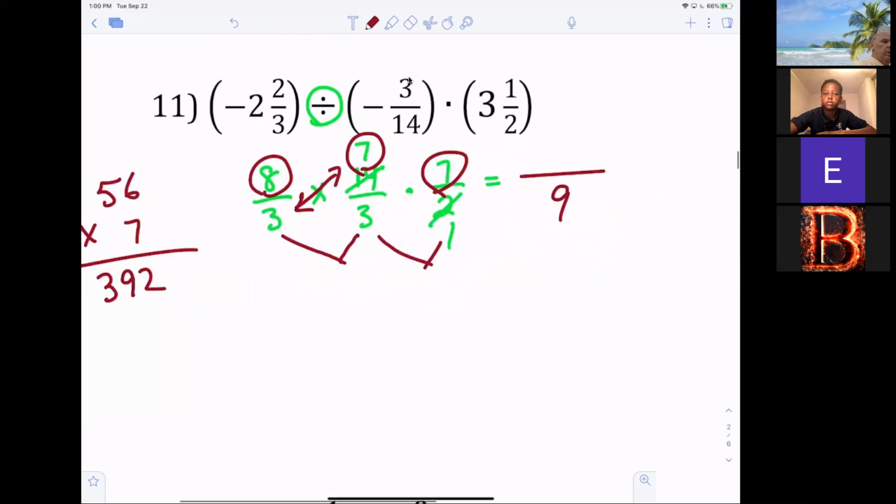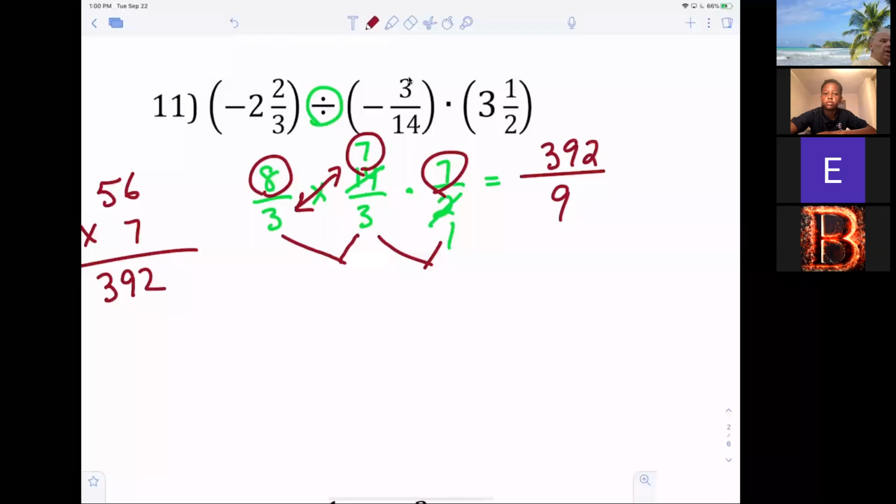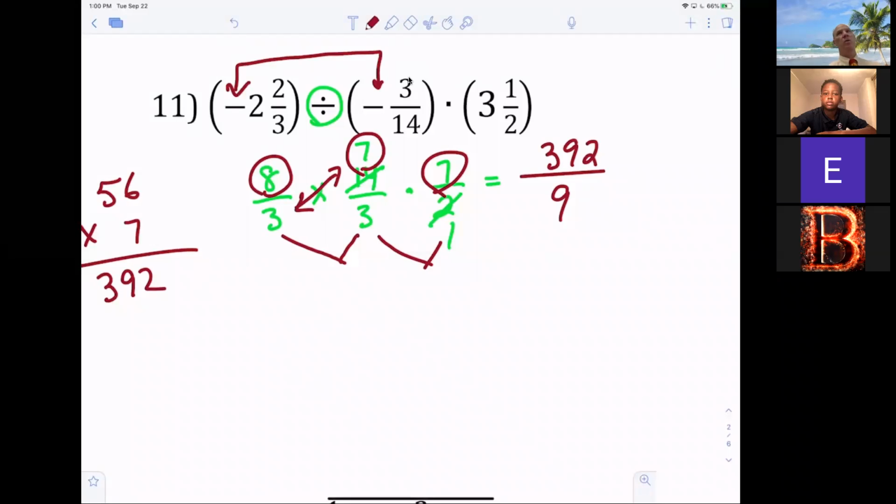All right, so we're going to put a 392 down. Now, go back. Is it positive or negative, guys? Positive, right? And again, the reason it's positive is because there are what? 2 negatives. Come on, 2 negatives. All right, is everybody happy with this? Yes, sir.